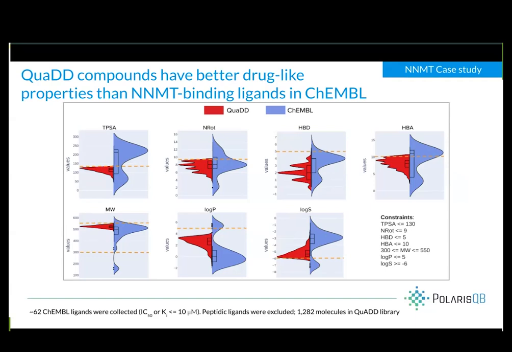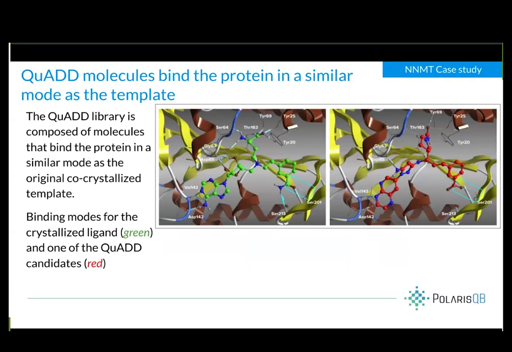So how do QUAD structures look inside the binding pocket? The short answer is similar, but not too similar. We can see that a representative QUAD structure recapitulates the same binding mode on the right, but with significant bioisosteric replacements.